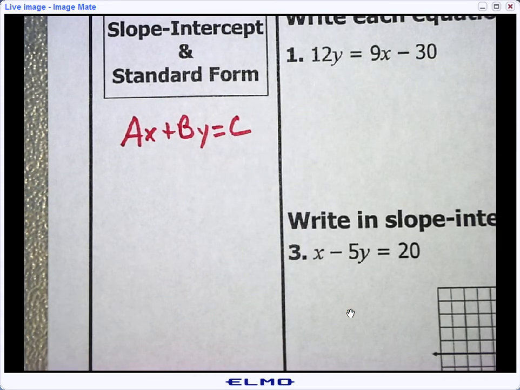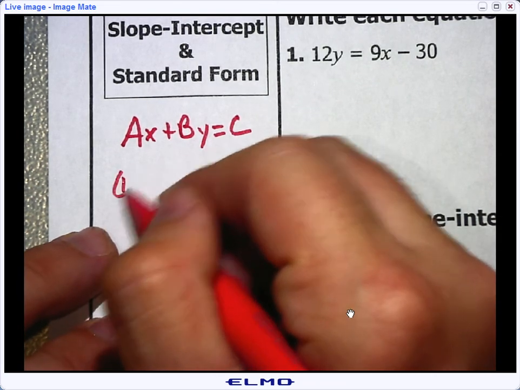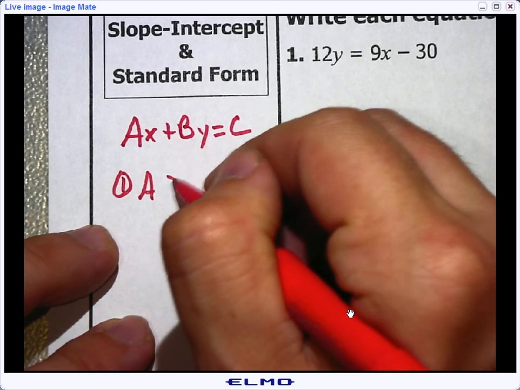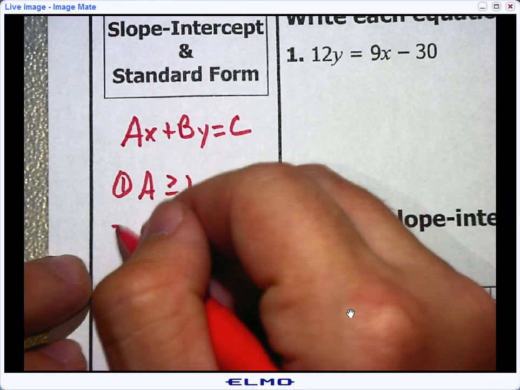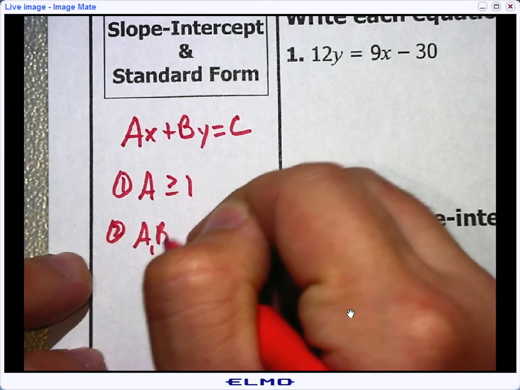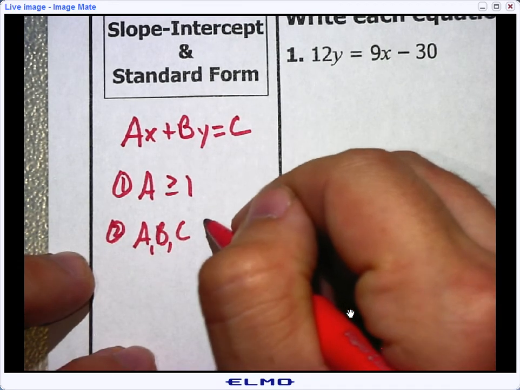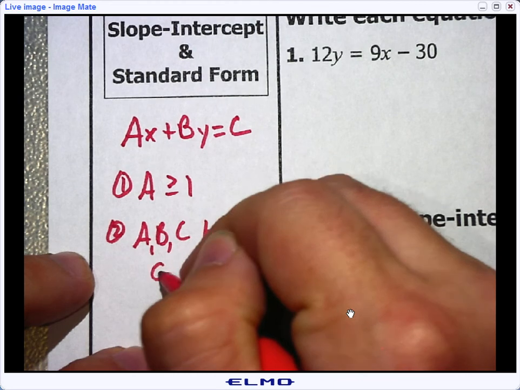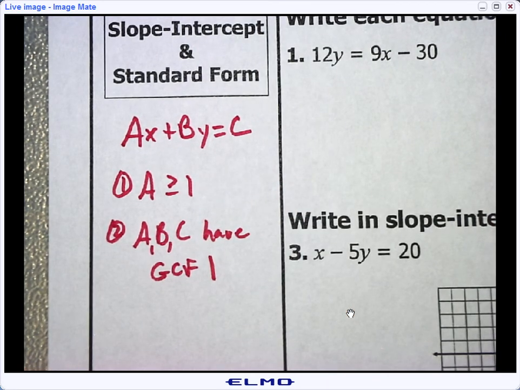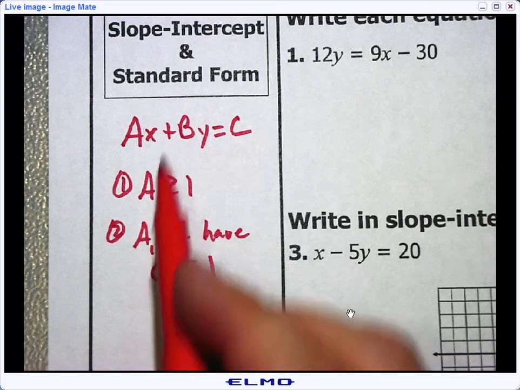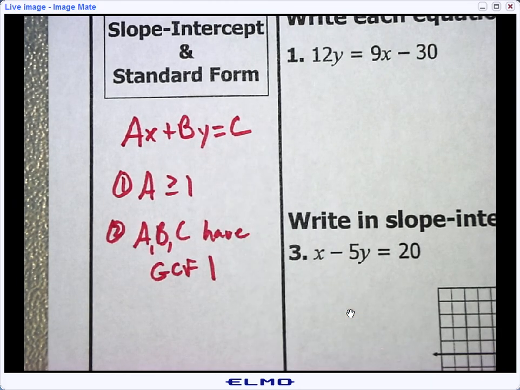And there are three things you've got to check for. The first thing, that a is greater than or equal to 1. In other words, a is positive. The second thing, A, B, and C have to have a GCF of 1, meaning there's not a number other than 1 that will divide into the A, the B, and the C.